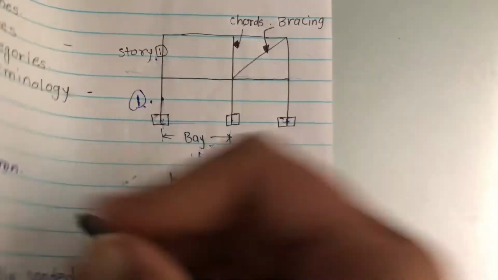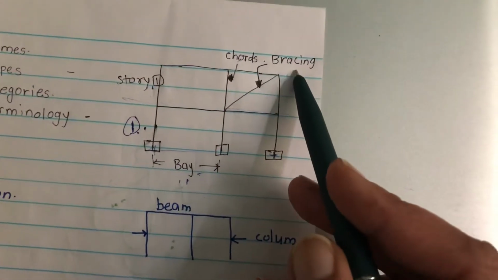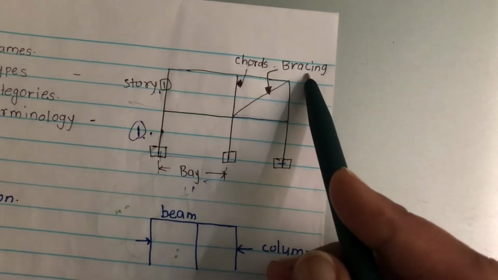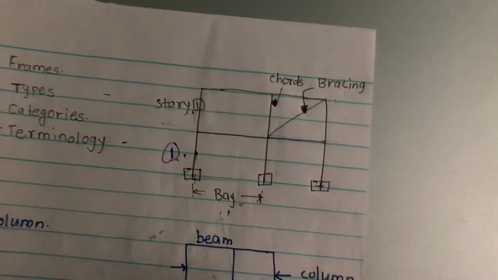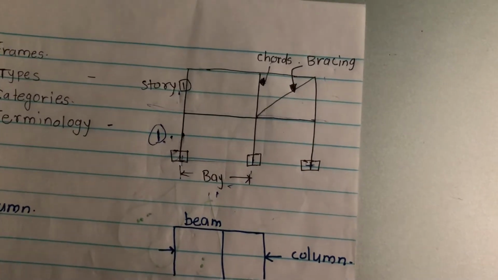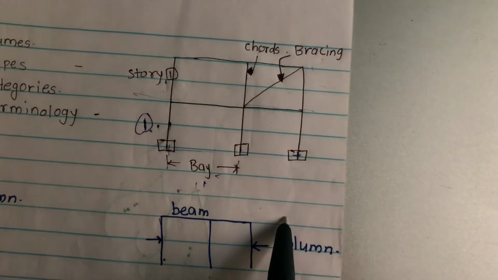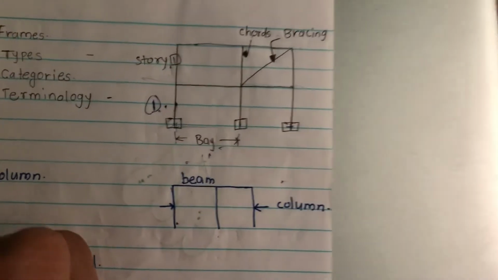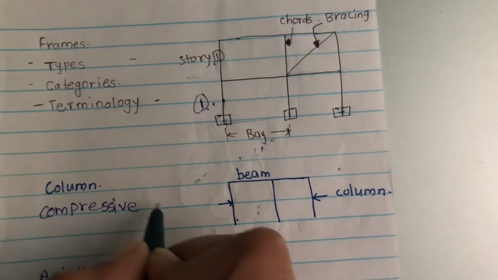So a bay is the distance between two adjacent columns, and bracing is a diagonal member in a frame that provides stability against lateral load. The bracing provides stability. The vertical members are columns, and the horizontal members are beams. Columns are vertical compressive frame members.